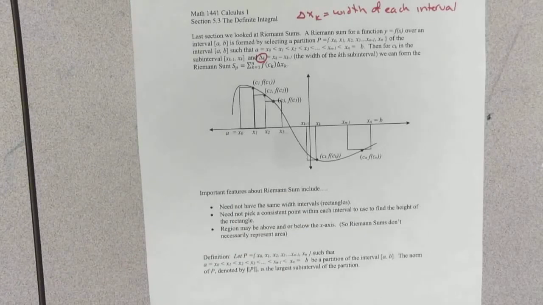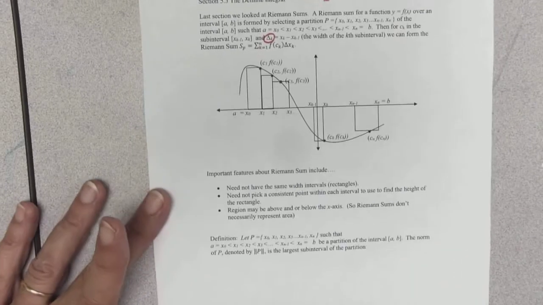Important features about Riemann sums include: the intervals and rectangles need not have the same width, and you need not pick a consistent point within each interval to use to find the height of the rectangle. The region may be above and or below the x-axis, so Riemann sums don't necessarily represent area. They don't.